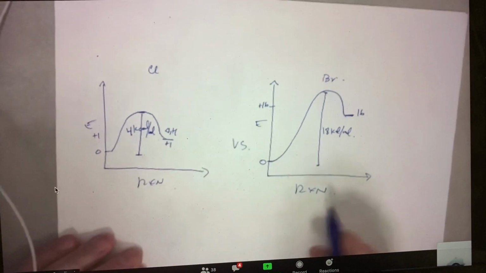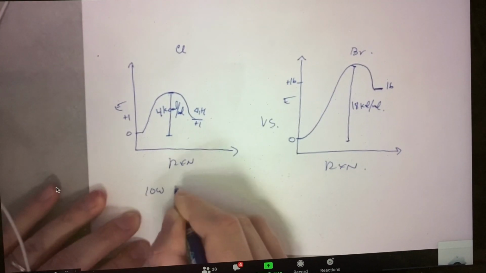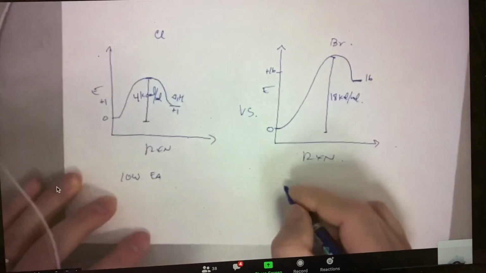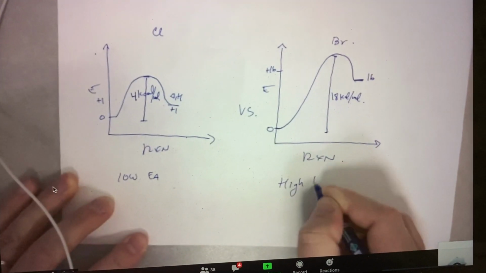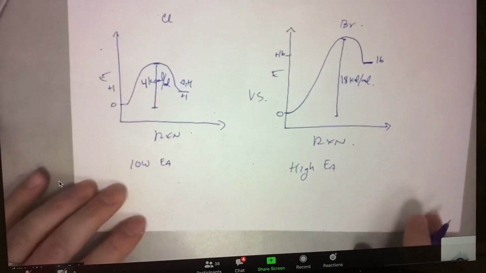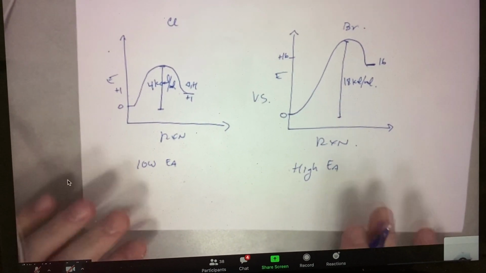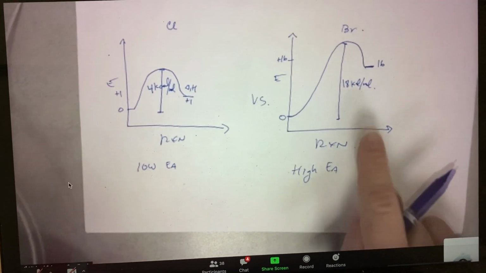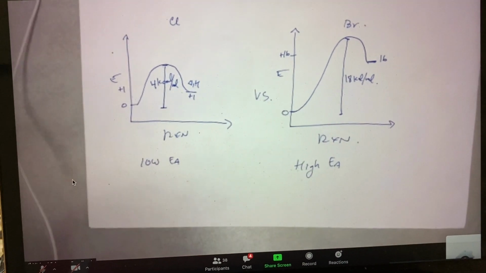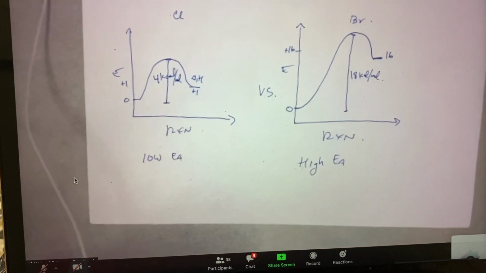So if we were comparing these two, we would say that this has a low activation energy. This one has a high activation energy relative to one another. Just relative to one another. No one in the room could disagree that this is bigger than this. There's no way of avoiding that.